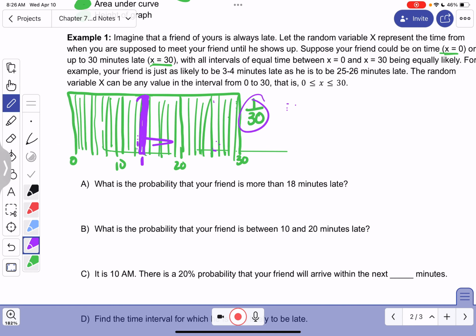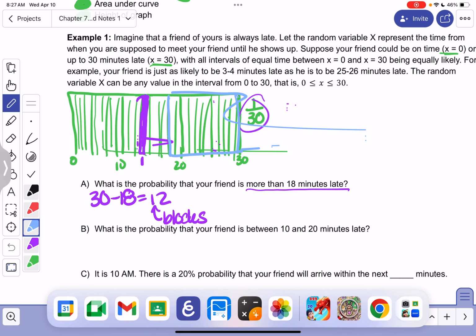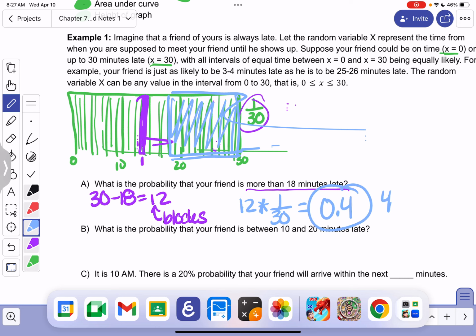So now let's use that. What is the probability that your friend is more than 18 minutes late? We know it's between 18 and 30, so we're going to subtract. 30 minus 18 gives us 12. So there's 12 blocks in the section we're talking about. We're starting at 18 and going up, and we have 12 blocks. So we do the area, 12 blocks times the height of each block, which is 1 over 30, and we would get 0.4. So there's a 40% probability that our friend will be more than 18 minutes late.